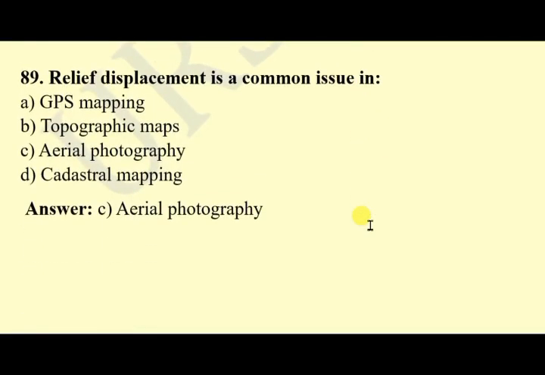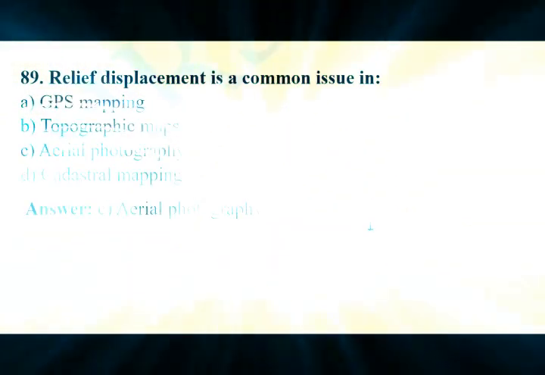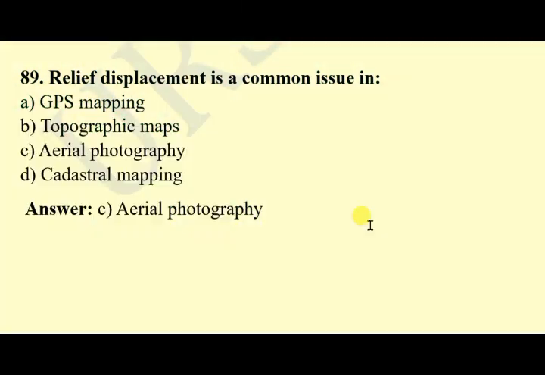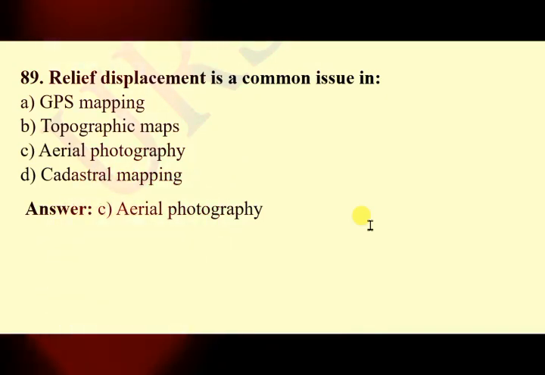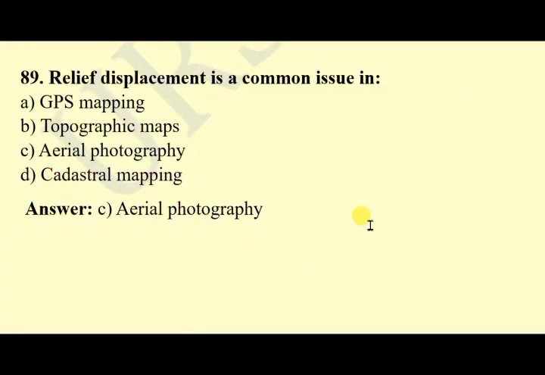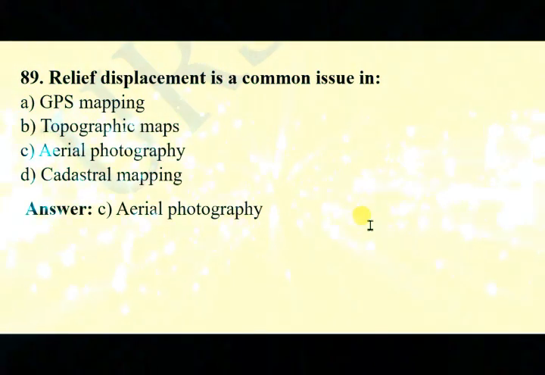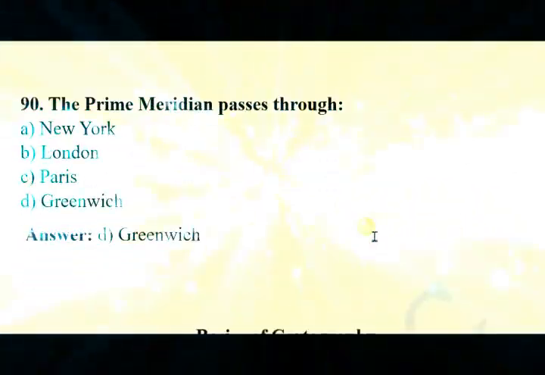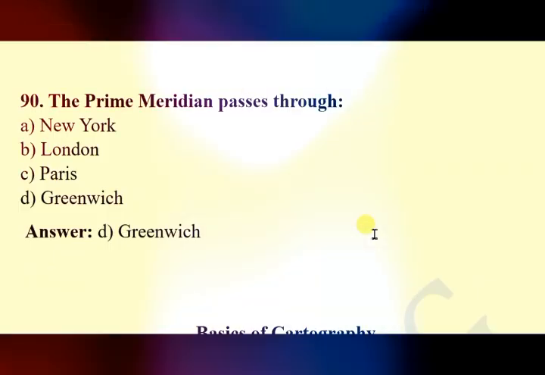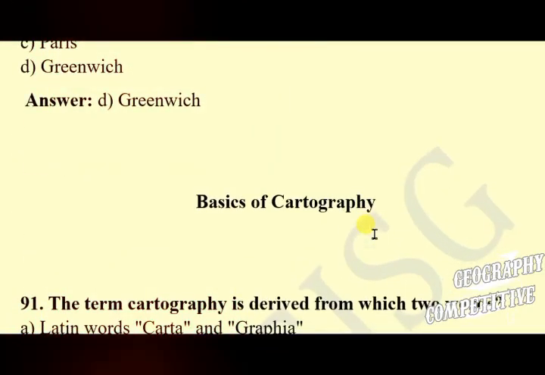Question 89. Relief displacement is a common issue in GPS mapping, topographic maps, aerial photography, cadastral mapping. Here the right answer will be aerial photography. Relief displacement is a common issue in aerial photography. Question 90. The prime meridian passes through New York, London, Paris, Greenwich. Here the right answer will be Greenwich.